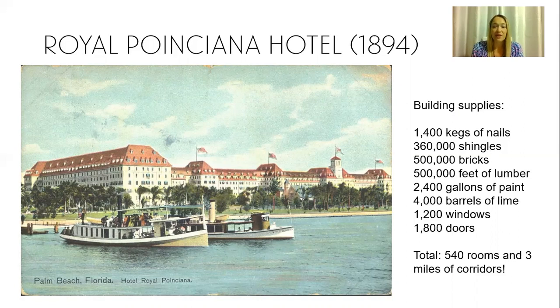In the beginning, it had 540 rooms and over 3 miles of corridors. And as the building expanded, it grew to have over 1,000 rooms. And it's said that the staff members actually had to use bicycles to get around, going up and down the corridors so that they could actually get around the large property.